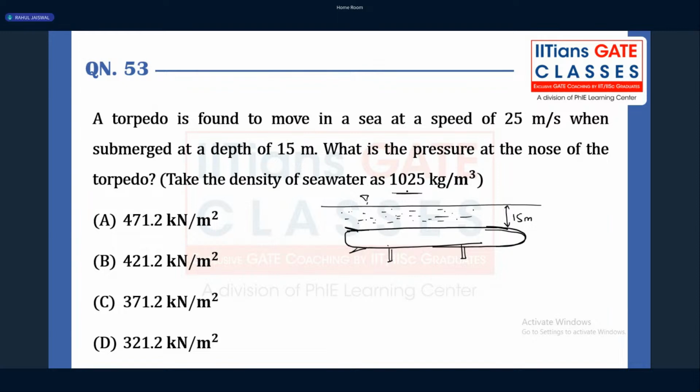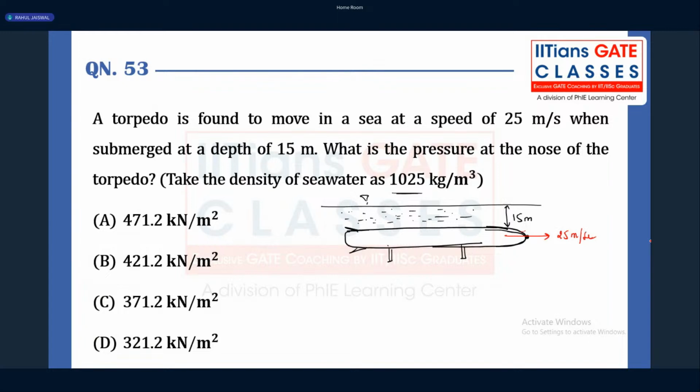By default, what they are asking is, what is the value of pressure at the nose? So you know that it is very easy to calculate. The torpedo is found to move in a sea at a speed of 25 meter per second when it is submerged at a depth of 15 meter. What is the pressure at the nose?